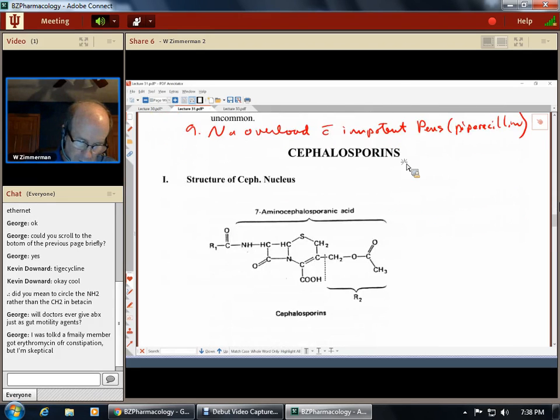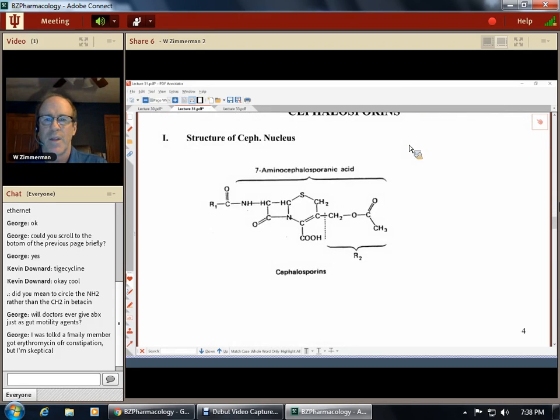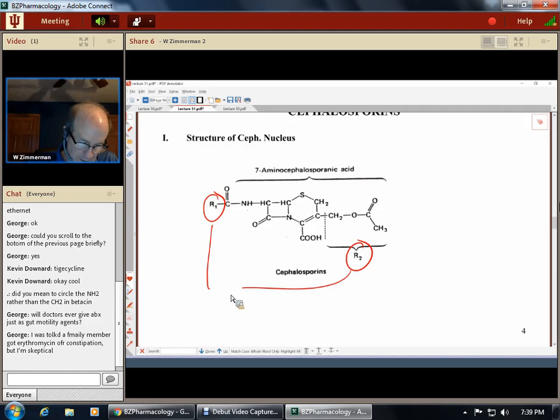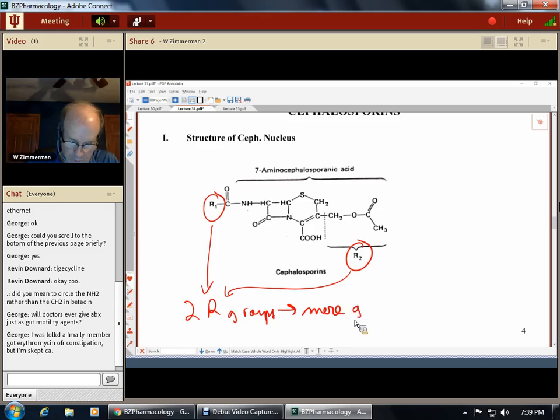Look at the cephalosporins. Things get messy, I'll agree. Part of the reason they get messy with the cephalosporins is there's two R groups. And because you've got two R groups, it's easier to have more congeners, more analogs. So two R groups frequently, as you might guess, is going to lead to more drugs. And there's a lot of cephalosporins out there.